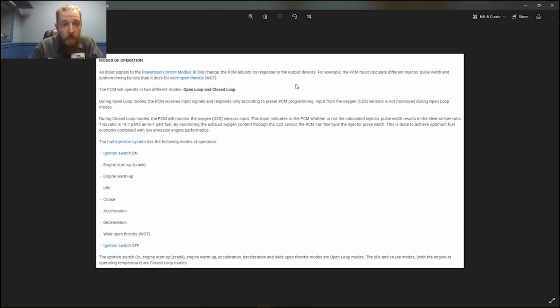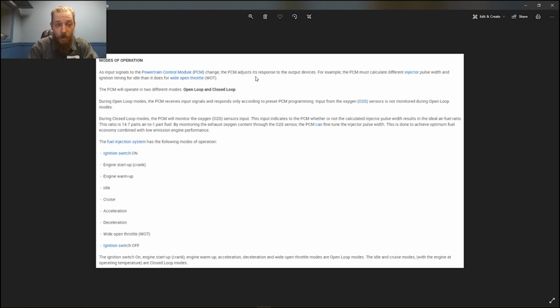So here we are back in service info, and we're looking at the modes of operation for the PCM, the powertrain control module. And we're just going to run through the service info real quick, same way we have been doing. So as input signals to the PCM change, the PCM adjusts its response to the output devices. This is where, when I talk about service information, this is where I talk about cutting all the BS, the useless information, the stuff we already know.